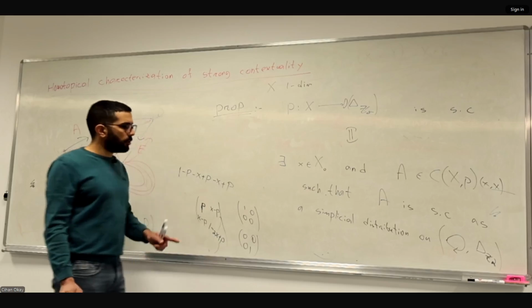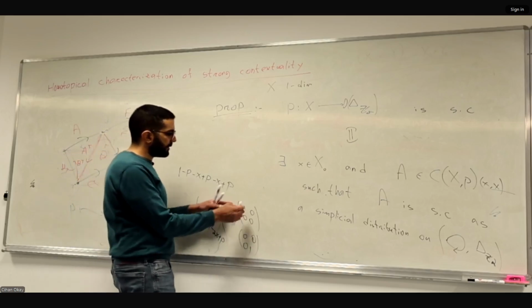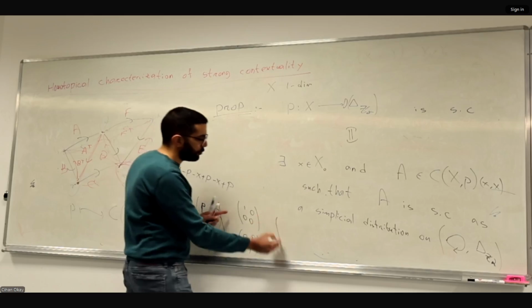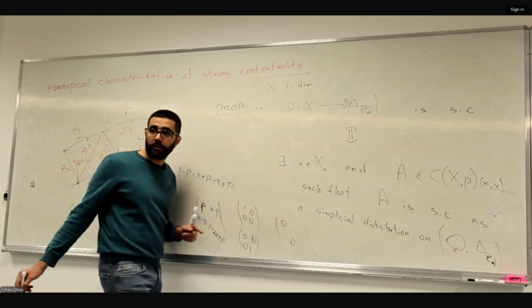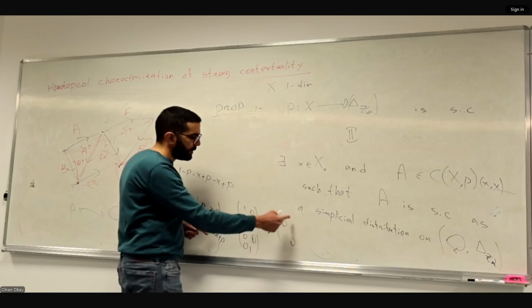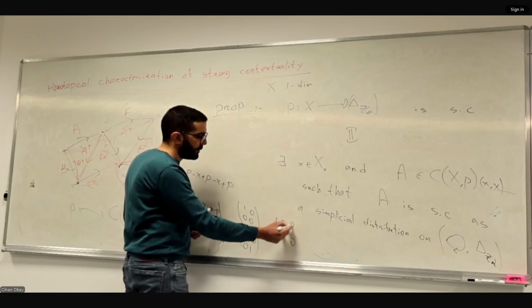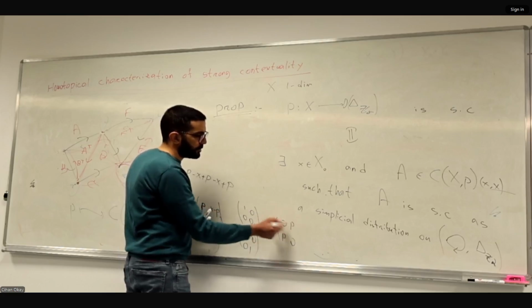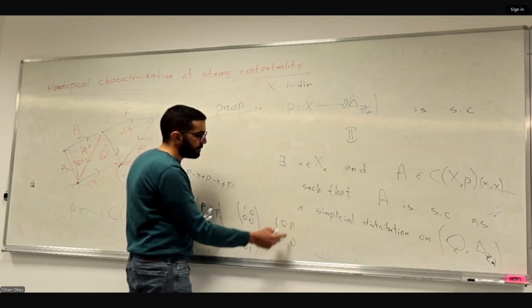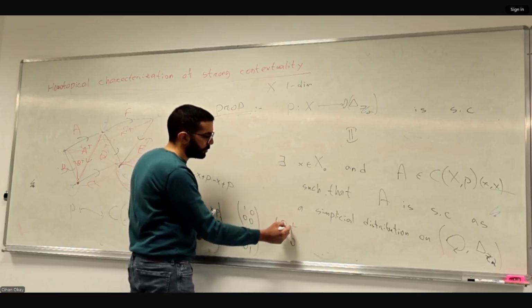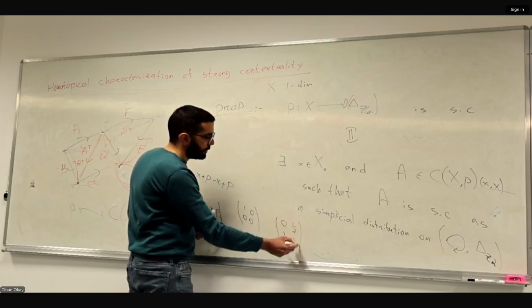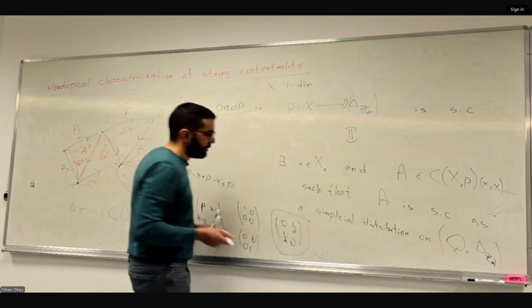So the strongly contextual one will be something that does not support this, like it should be 0 here and 0 here. This is strongly contextual. And because the column will be the same, it should be P here and the same P here, because the sum is 1. So this is the only strongly contextual one. It's easy. Maybe I can give this as an exercise.